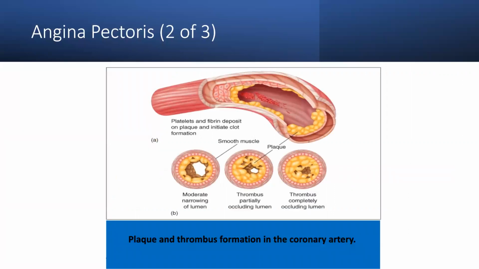Here, the plaque and the thrombus formation in the coronary artery is shown. We can see the platelets and the fibrin deposit on the plaque and initiate the clot formation. So here it is deposited and they're forming a clot. When there is a clot, first there is a moderate narrowing of the lumen. Then a thrombus partially occludes the lumen, and then with too much plaque, a thrombus is completely occluding the lumen.